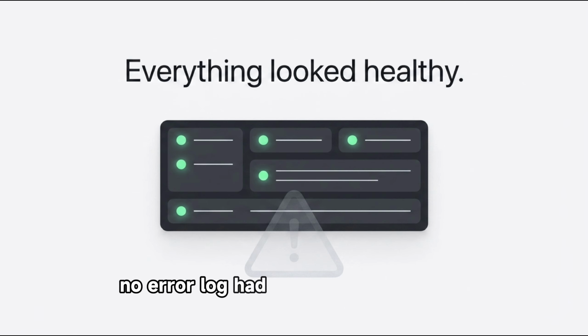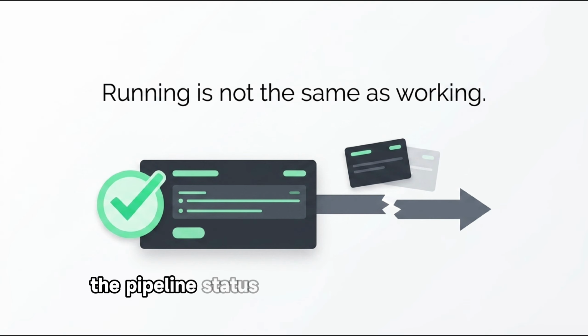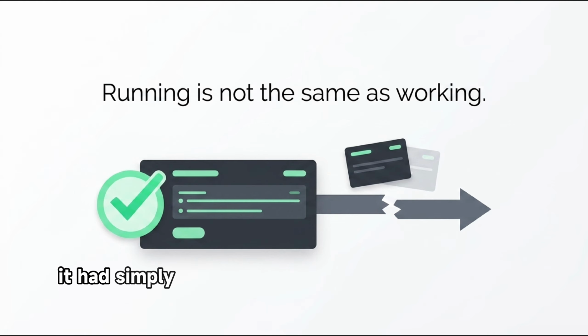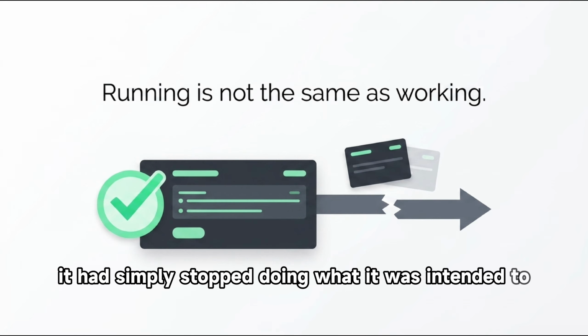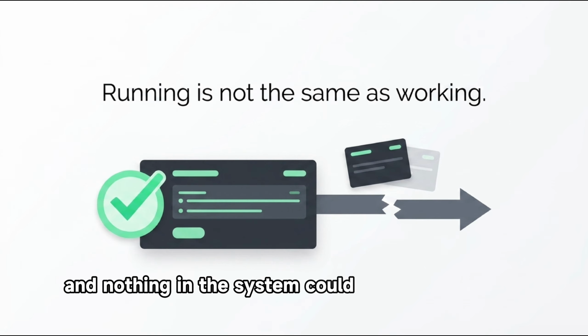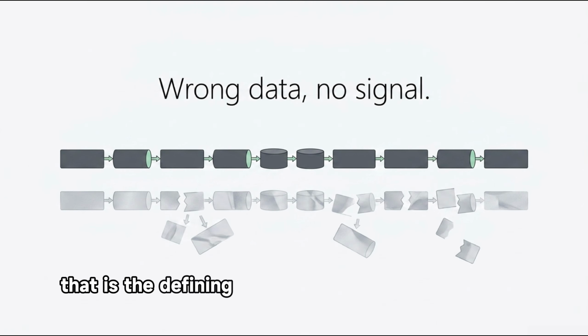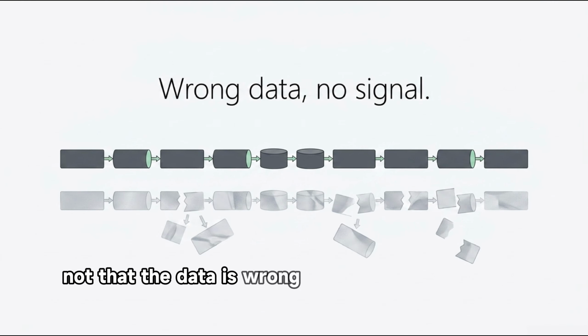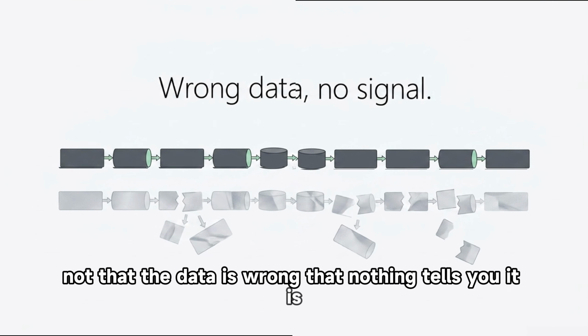Customers had been making product decisions based on usage metrics inflated by nearly a tenth. No error log had captured the problem. No alert had fired. The pipeline status showed green throughout. The deduplication step was still executing. It had simply stopped doing what it was intended to do, and nothing in the system could tell the difference. That is the defining property of silent inconsistency. Not that the data is wrong, that nothing tells you it is.